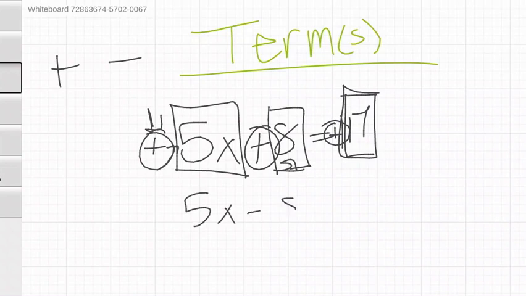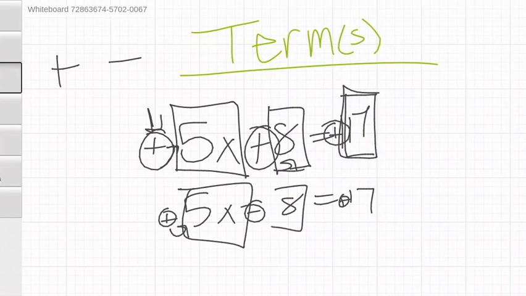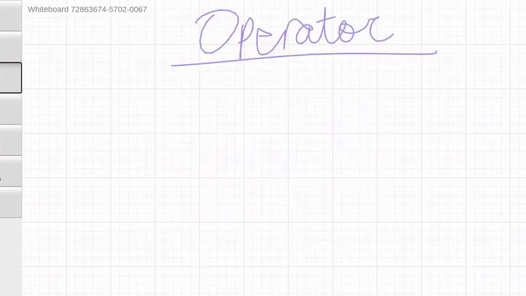What if it was 5x minus 8 equals 17? It would be the same thing. We would look at our signs. There are imaginary pluses there. And then we would just look at the values next to them. 5x, 8, and 17.